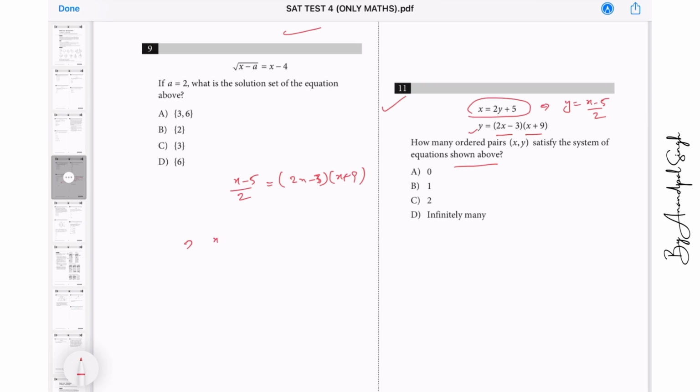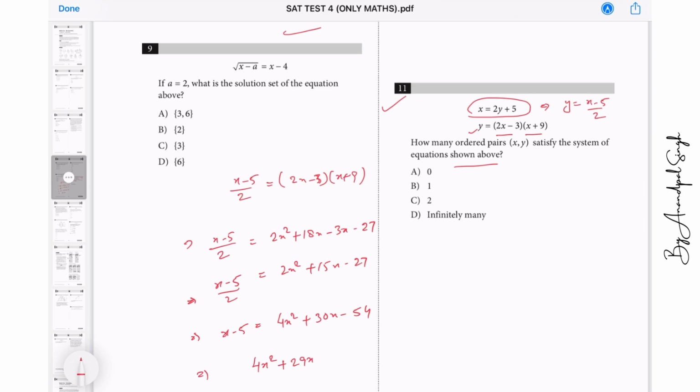So simplifying further, (x minus 5) over 2 equals 2x square plus 18x minus 3x minus 27. So this is 2x square plus 15x minus 27, and this is (x minus 5) by 2. Then multiplying by 2 on both sides, we get x minus 5 equals 4x square plus 30x minus 54. Then subtracting x from both sides and adding 5 to both sides, we get 4x square plus 29x minus 49 is equal to 0.